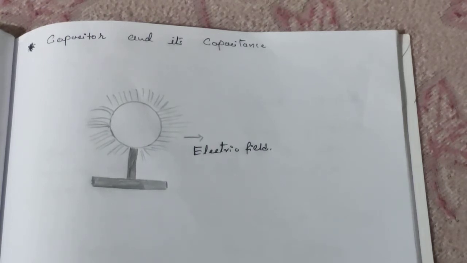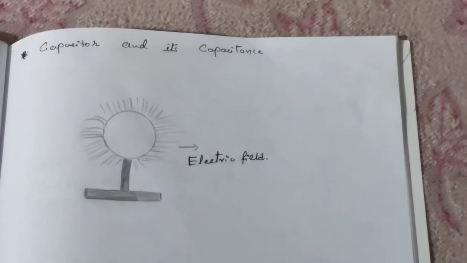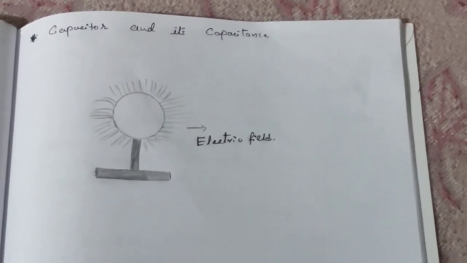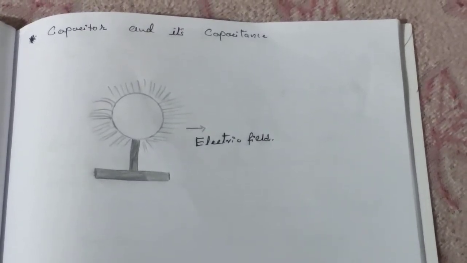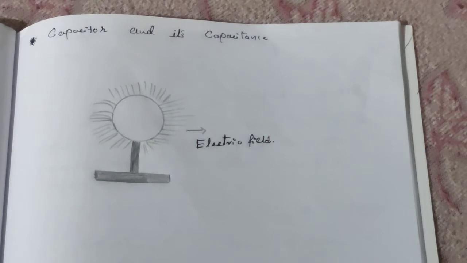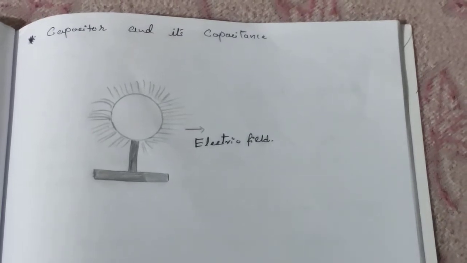As you know, at present chapter number 2 is going on in physics, and the name of the chapter is electrostatic potential and its capacitance. Okay, the electrostatic potential part that we had has been completed. Now we are moving towards another part of the chapter, which is capacitance.